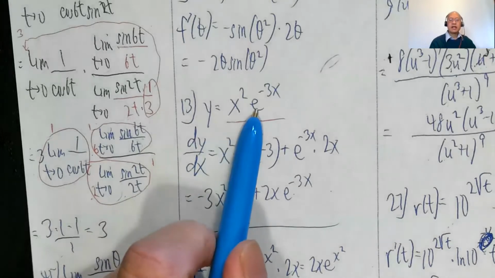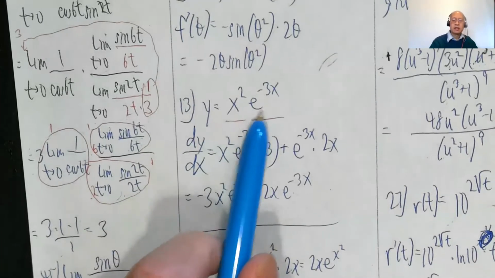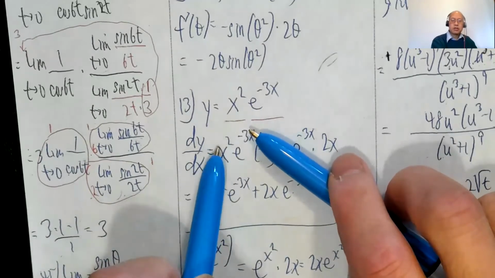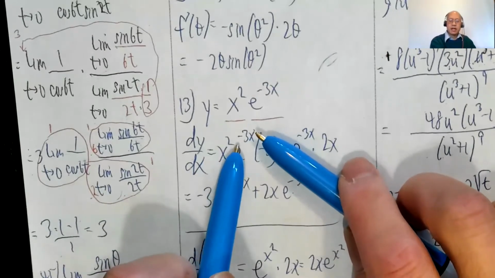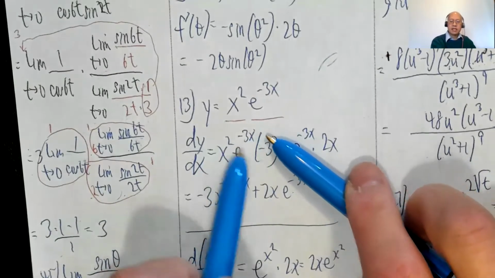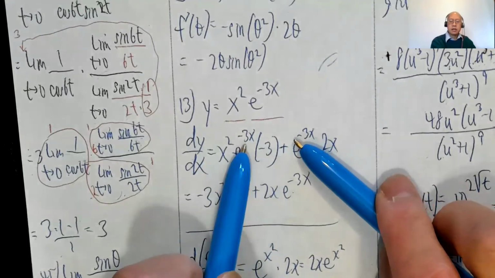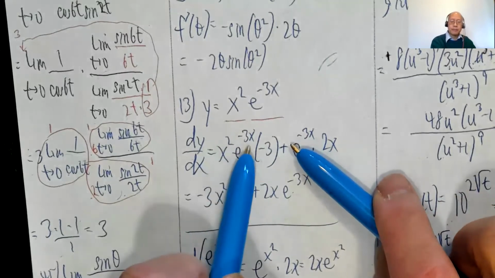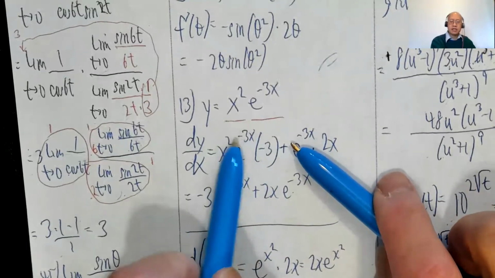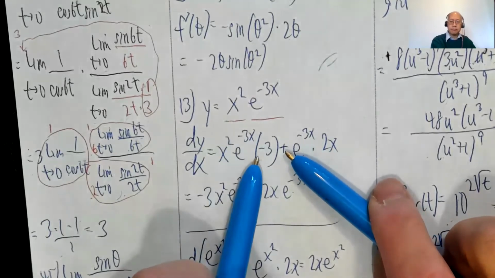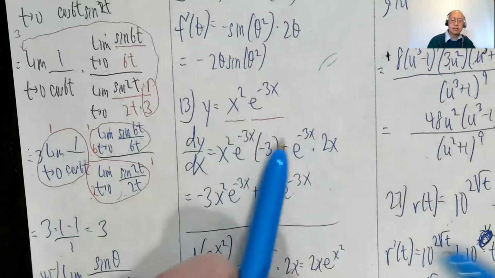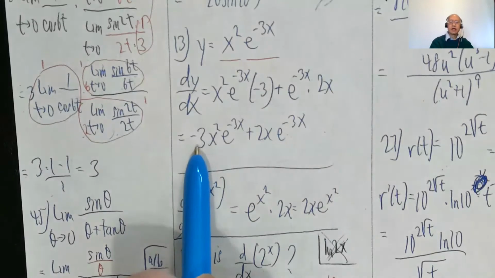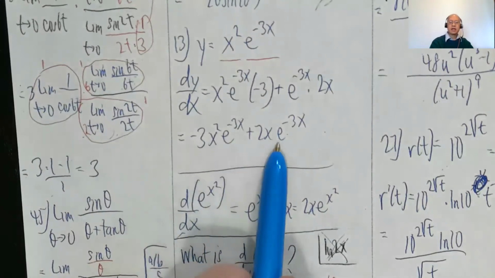Number 13, x squared e to the negative 3x, product rule and chain rule. So there's a product: first times the derivative of the second. So x squared times the derivative of e to the negative 3x. The derivative of e to the negative 3x is e to the negative 3x times the derivative of negative 3x. So the outside function is exponential, leave that alone, and then times the derivative of the inside function, the exponent. Derivative of negative 3x is negative 3. Plus second function, e to the negative 3x, times the derivative of the first, derivative of x squared is 2x. And then just a little touch up: negative 3x squared e to the negative 3x plus 2x e to the negative 3x.